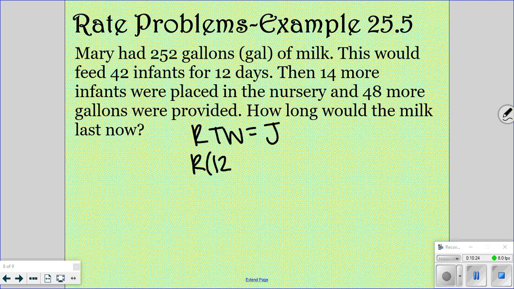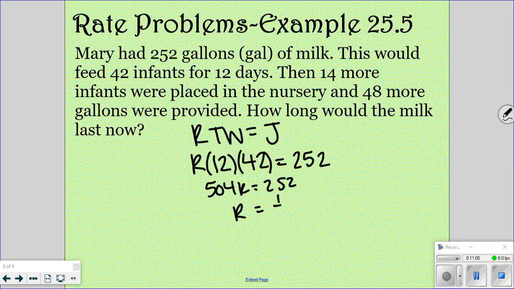So our time is 12. The number of workers that we have is 42 infants, because they are going to be working to drink the milk. That is the job that infants have. Besides sleeping and pooping, they're supposed to drink milk. So their job is to drink that milk, 252 gallons of it. So if we solve for our R, you would have 504 R equals 252, which if you solve for R would give you 1/2.